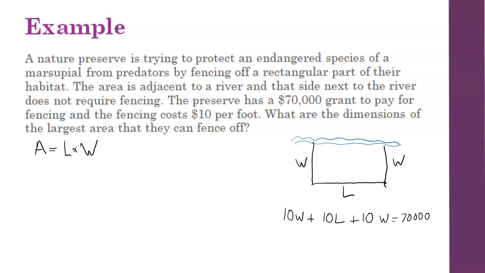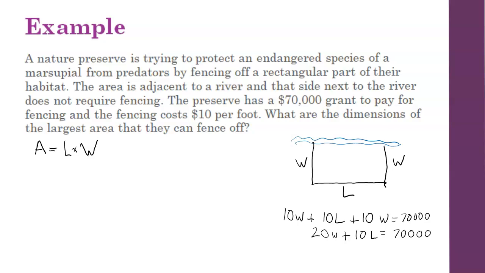The next thing we're going to do is solve this for one of our variables. Well, actually, let me simplify it first. I can combine my W's together. I get 20W plus 10L equals $70,000. And then solve this either for W or L. I'm going to solve it for L.